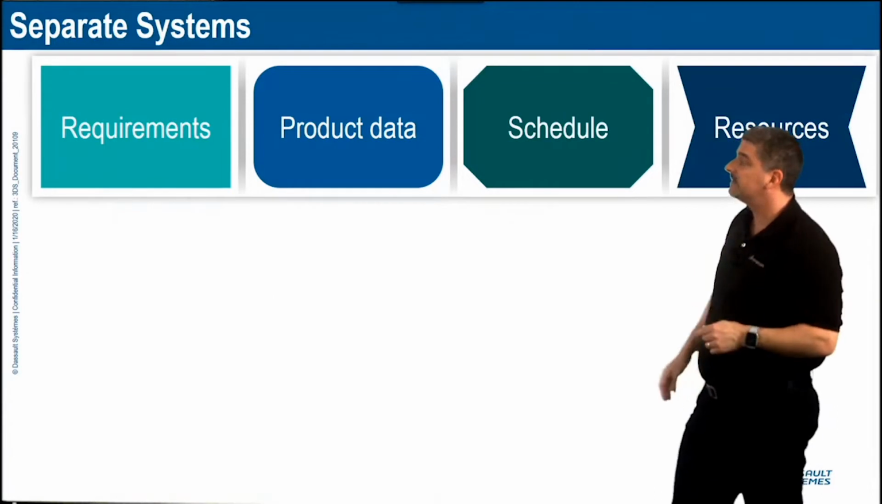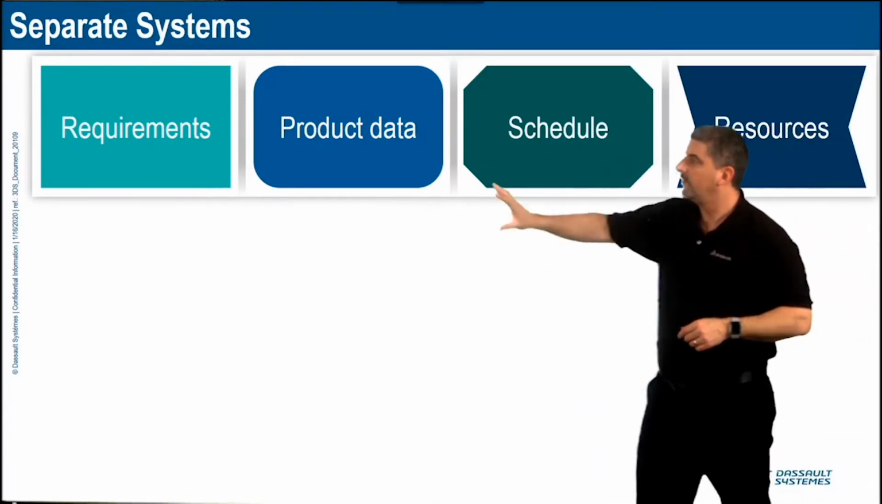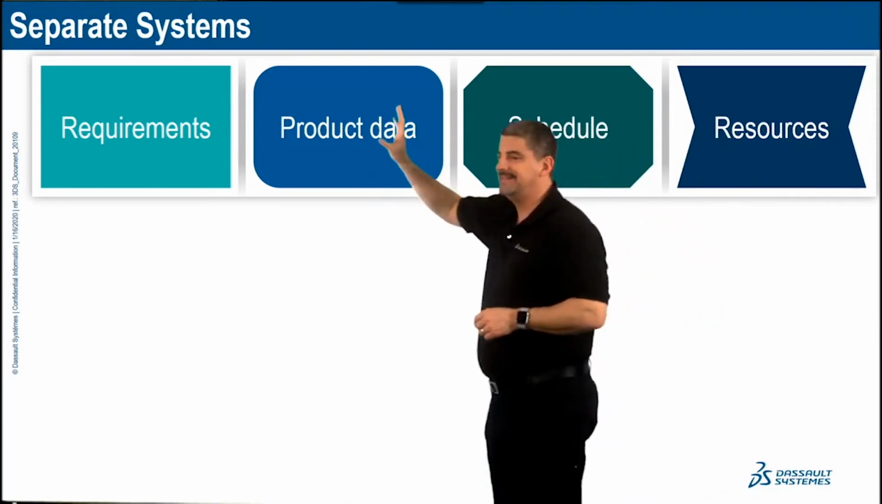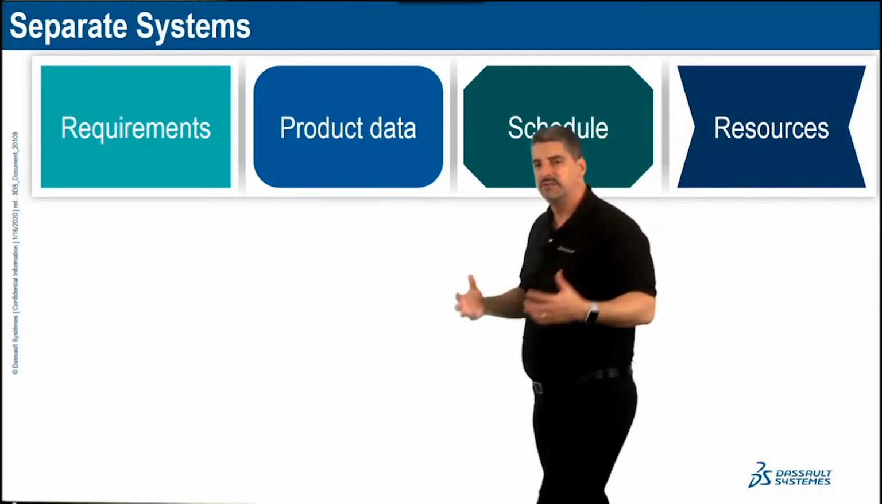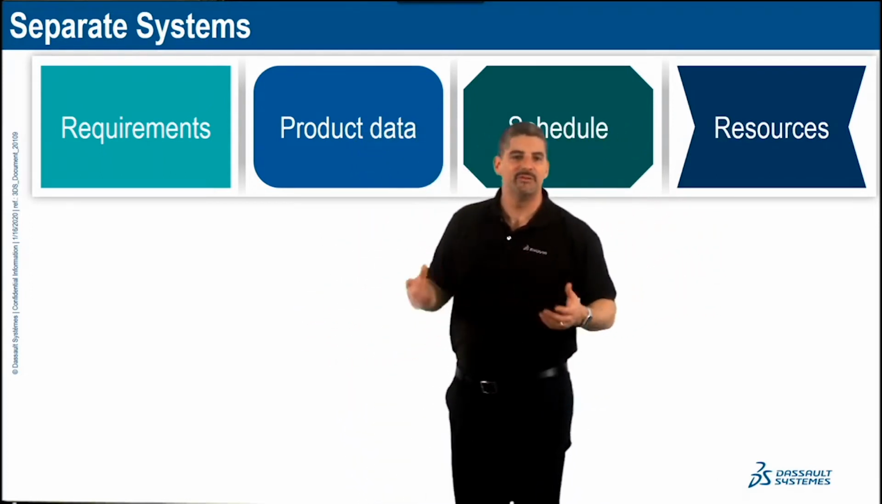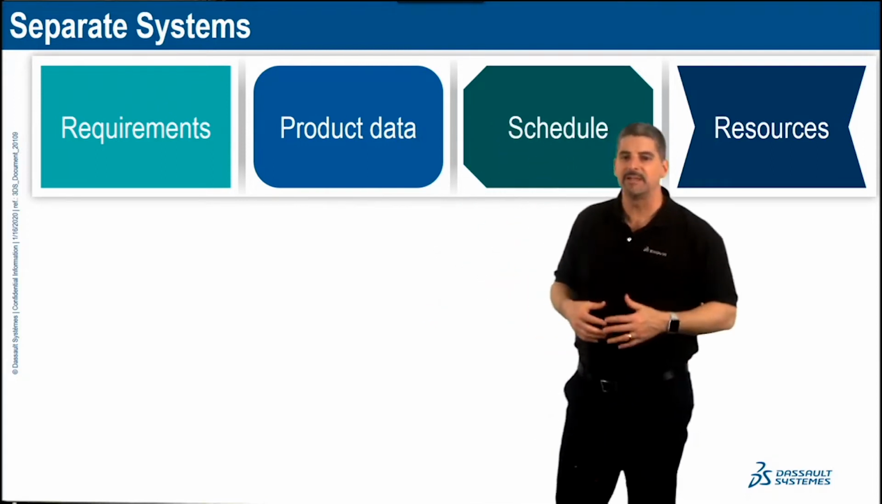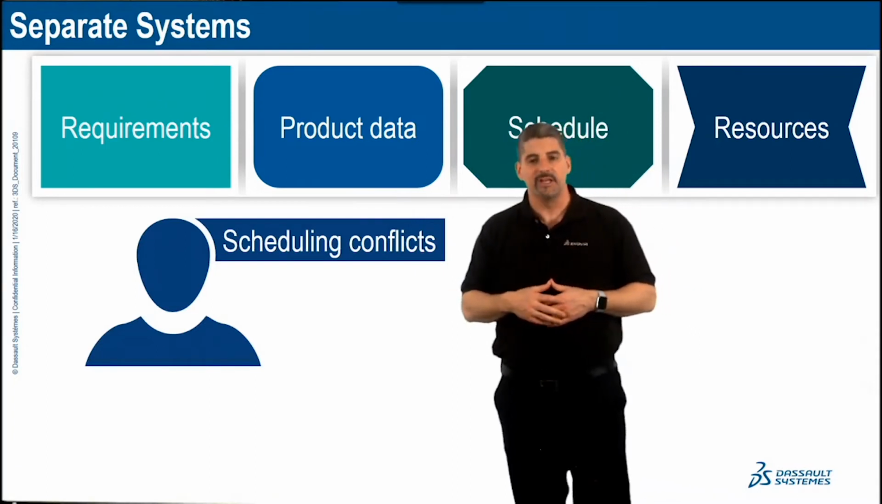And the reality is, all these things that need to happen to make a project successful, all the requirements that are needed, the data that we talked about, the schedule and information, the resources, they're all in separate systems. And every system has its own information, its own ownership and access. And ultimately, you're going to have scheduling conflicts.